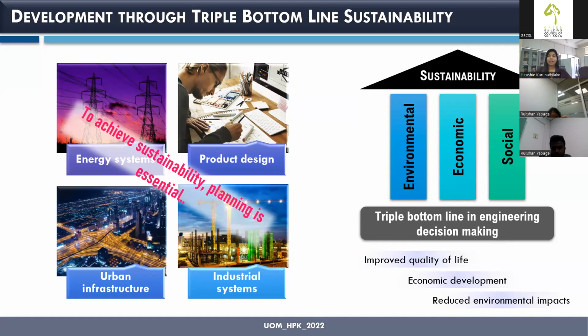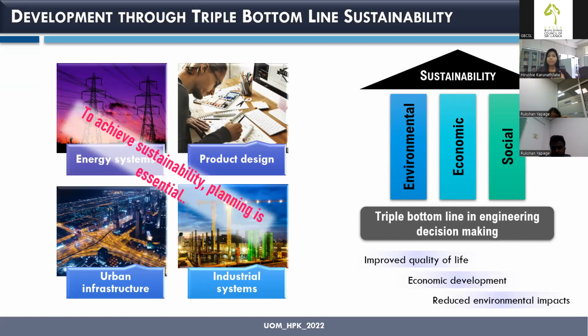However, sustainability is not just about the environment. It is also about the economy and the society. So true sustainability means that we are being environmentally responsible while maintaining economic viability and social responsibility. We try to maintain and improve the quality of life for people while contributing to economic development and reducing the environmental impacts. We call this the triple bottom line in engineering decision making, or for that matter, any sort of decision making. So sustainability is built upon these three pillars.